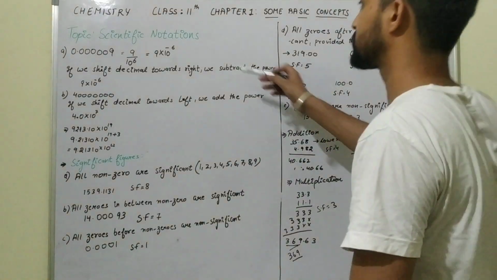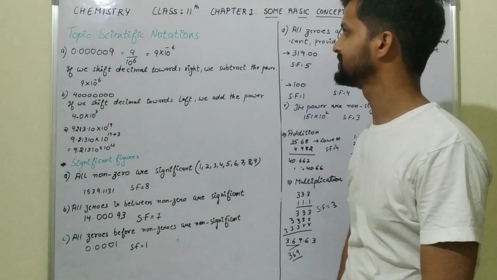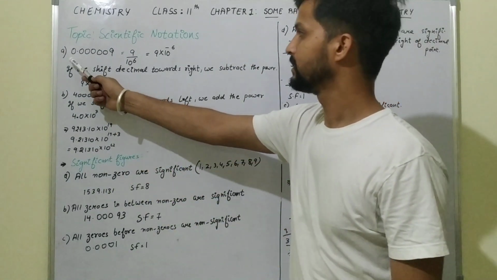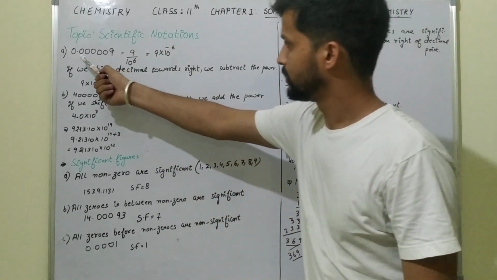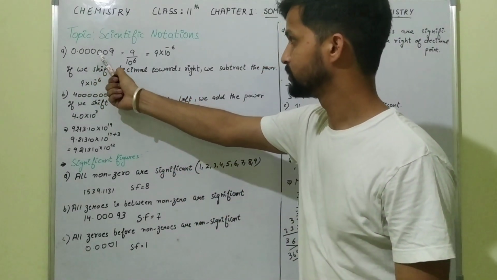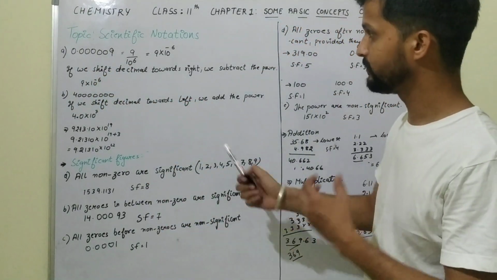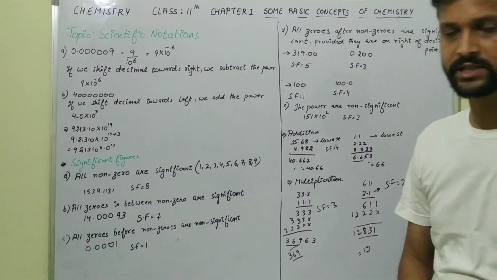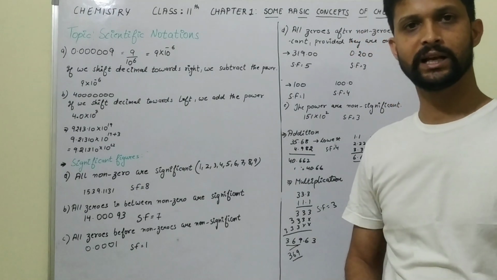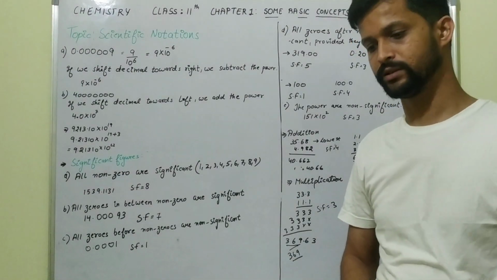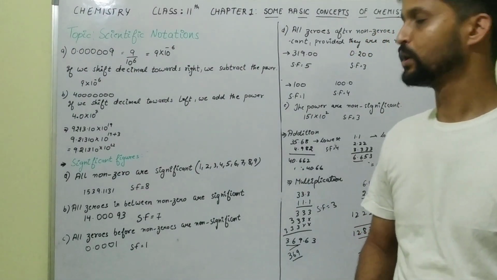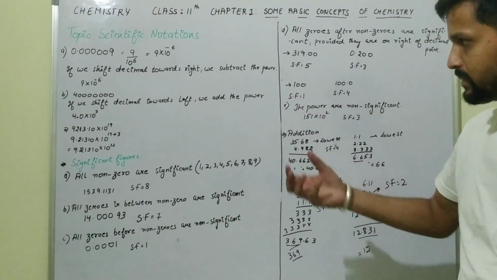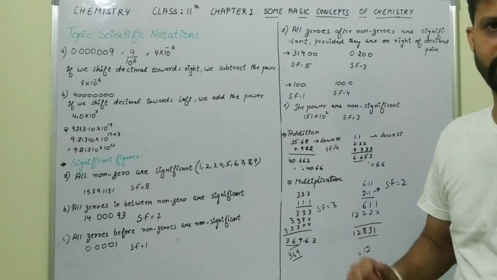So our next topic is scientific notations. Before starting scientific notation, we have some rules, like if we have the number 0.000009. Why do we use scientific notation? In physical chemistry there are a number of numericals. Clear? At that time we have lengthy calculations. So you have to use scientific notation, a simple method, so that your answer can be correct.